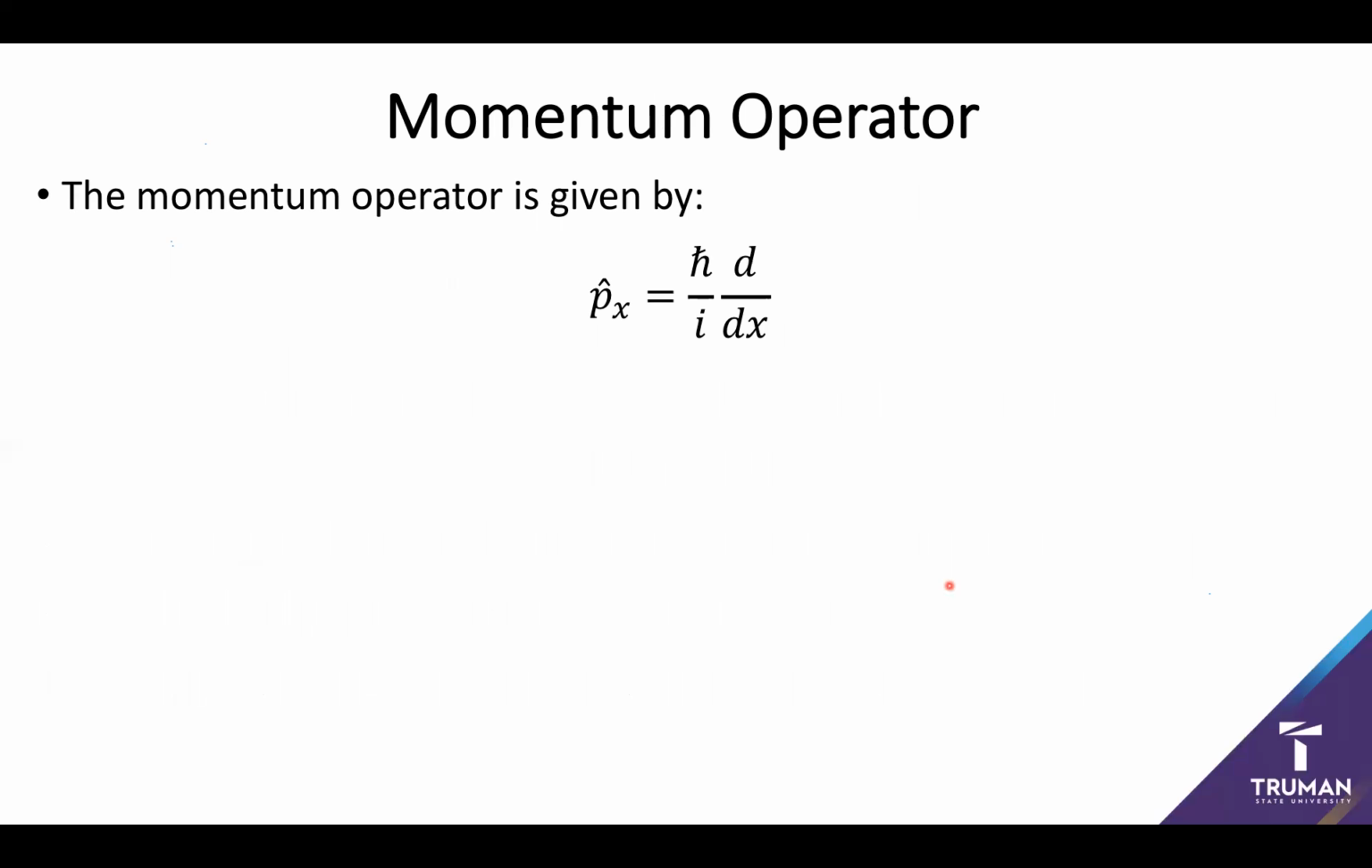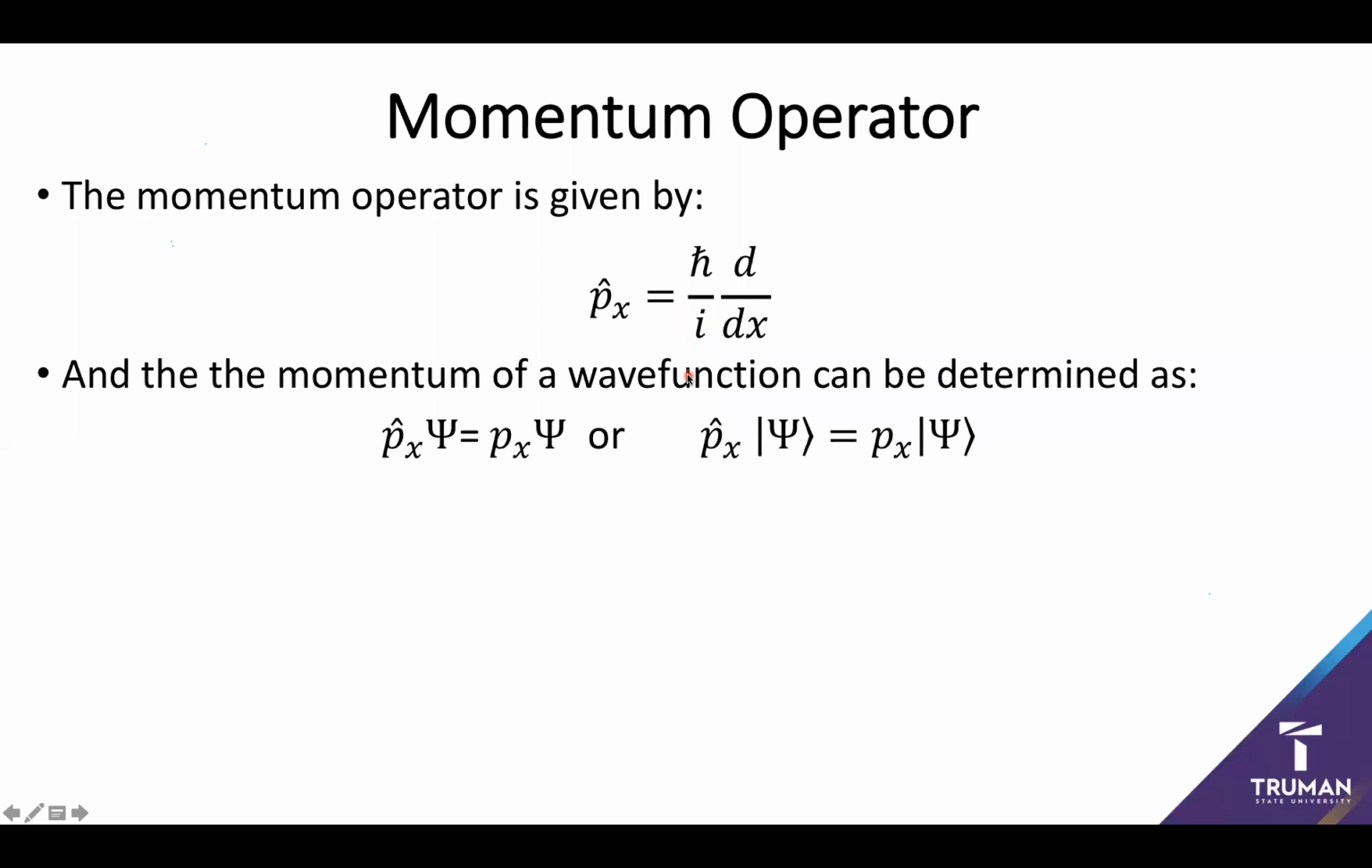So in order to determine the momentum of a system, you can apply our nice momentum operator, which is given as h bar over i times the derivative of our function with respect to position. This one looks like it's going to be trickier, especially with having an imaginary number in an operator. This looks terrible. But in actual application, it's actually not too bad. So I should be able to determine the momentum of my system by applying my momentum operator and getting back a momentum eigenvalue, again leaving my wave function unharmed.